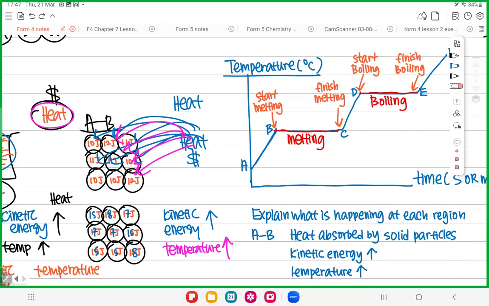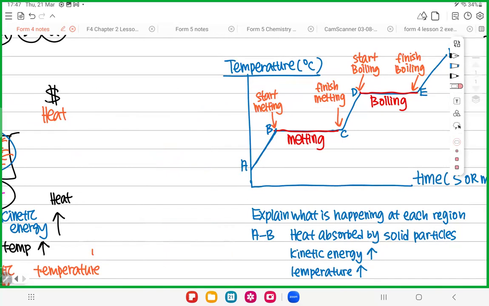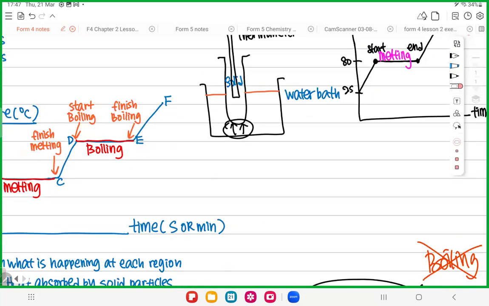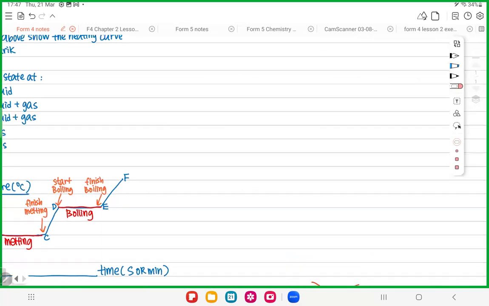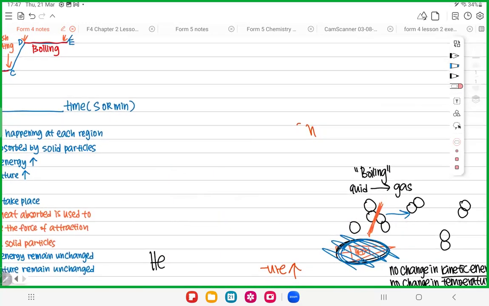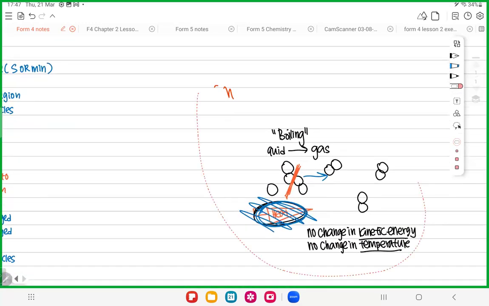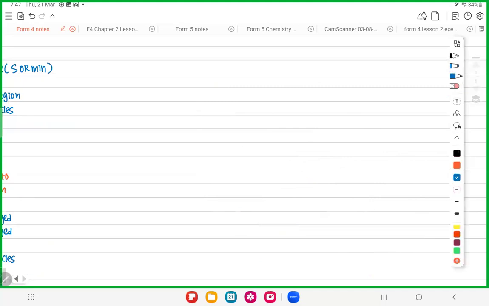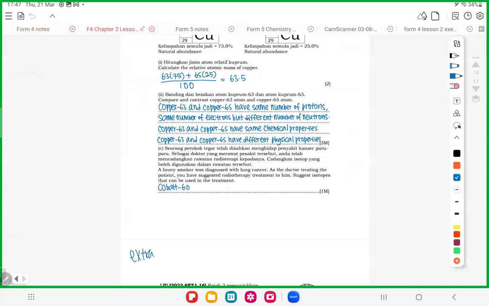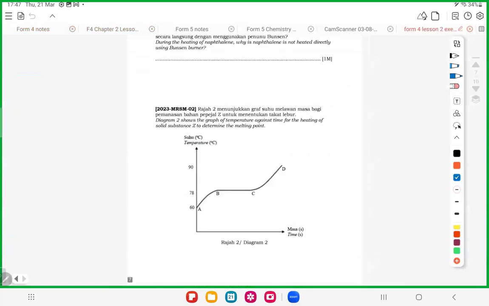All right, guys. With that being said, we are all done with heating curve. We finish everything on heating curve already. I hope you guys understand what I'm talking about. If there is any part you're not so sure, feel free to ask. So now let's do some exercises together before we do cooling curve.